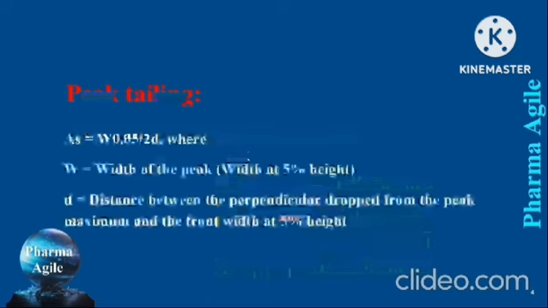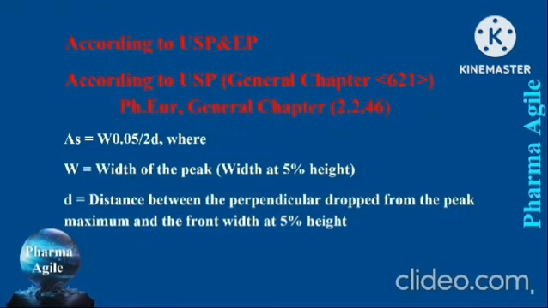According to EP, there is no mention of the terms asymmetry factor or tailing factor. There is only mention of the symmetry factor. But according to USP, there is no difference between these three terms: tailing factor, asymmetry factor, and symmetry factor. Here is the formula USP uses to quantify peak tailing.